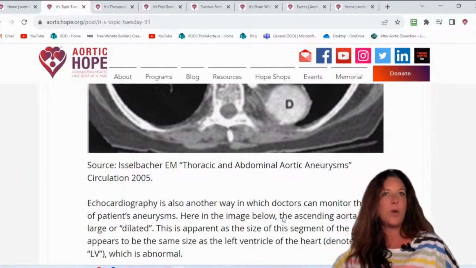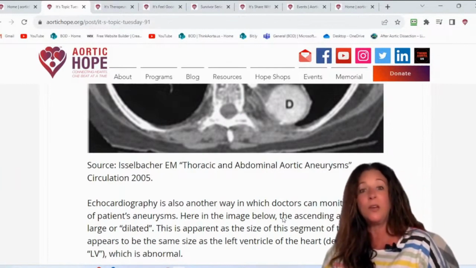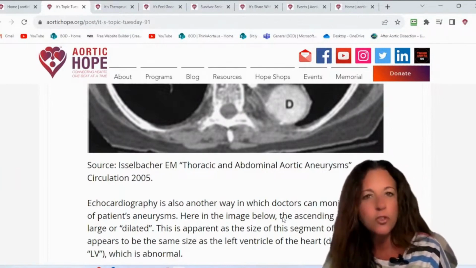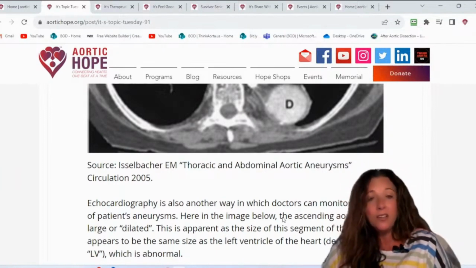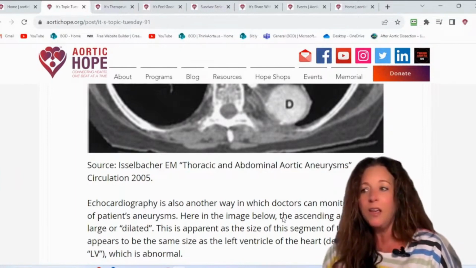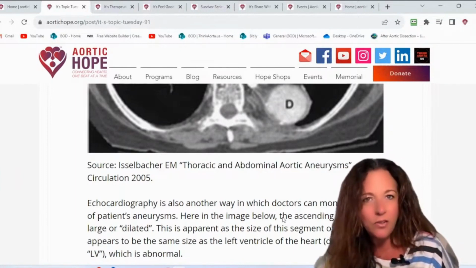And we often get asked these questions: why in my echo was the size a little bit different than the CT? Did something heal? Aneurysms don't shrink. They might vary a little bit in size depending on tests, depending on if your CT was gated, depending on the timing of when that picture was snapshotted, but they don't shrink.